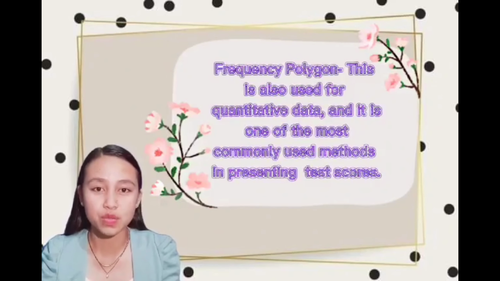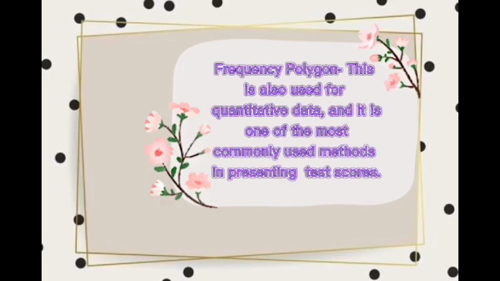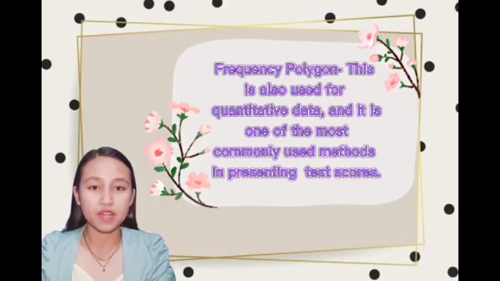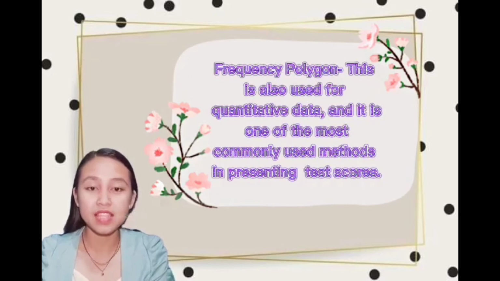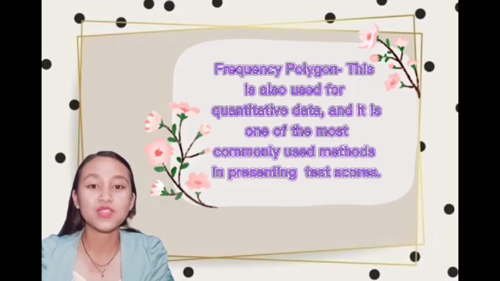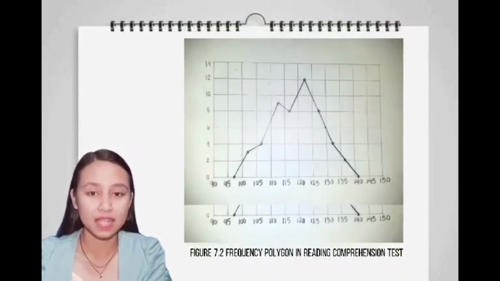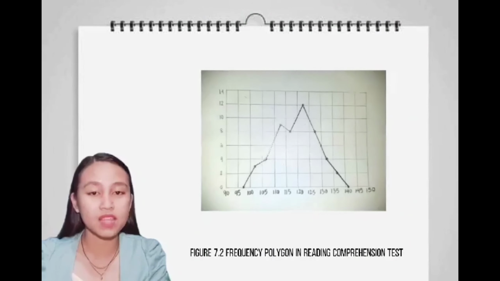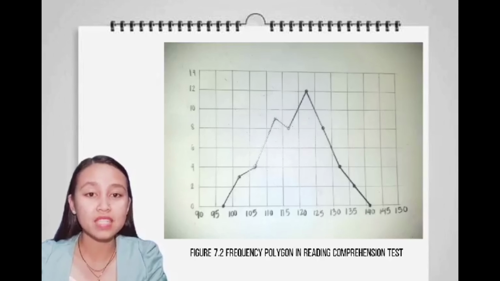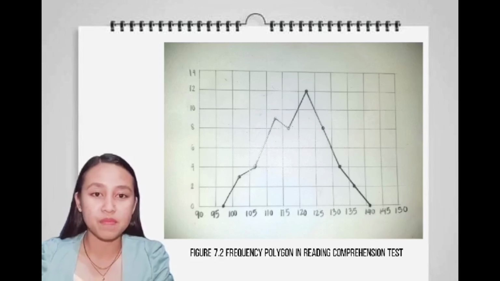Frequency polygon is also used for quantitative data, and it's one of the most commonly used methods in presenting test scores. It is very similar to a histogram, but instead of bars, it uses lines to compare sets of test data on the same axis. Figure 7.2 illustrates a frequency polygon. In a frequency polygon, you have lines across the scores in the horizontal axis. Each point in the frequency polygon represents two numbers, which are the score in the horizontal axis and the frequency of that class interval in the vertical axis. Frequency polygons can also be superimposed to compare several frequency distributions, which cannot be done with histograms.